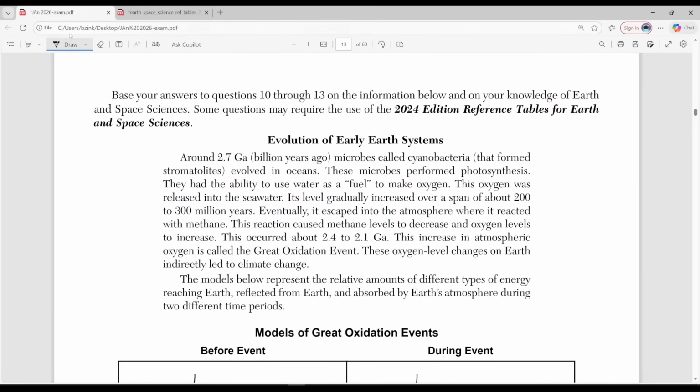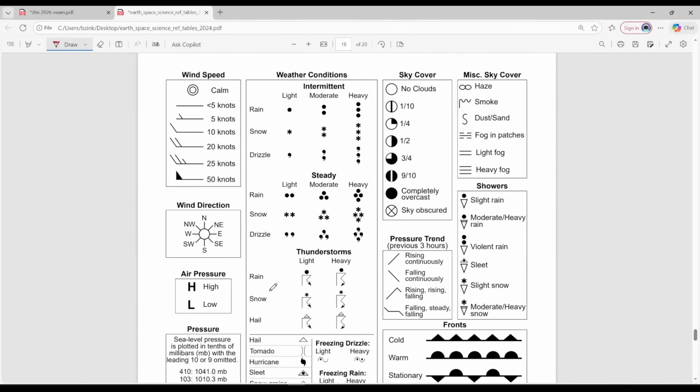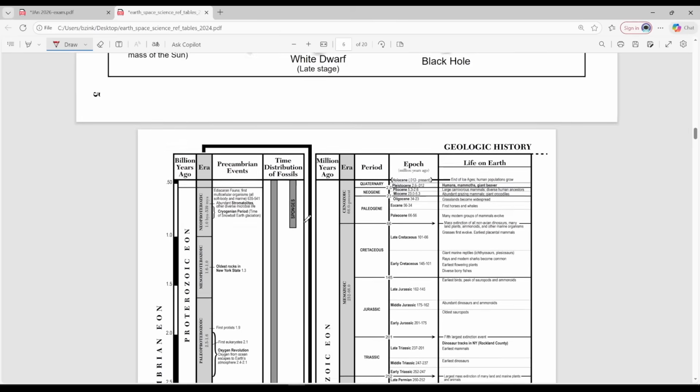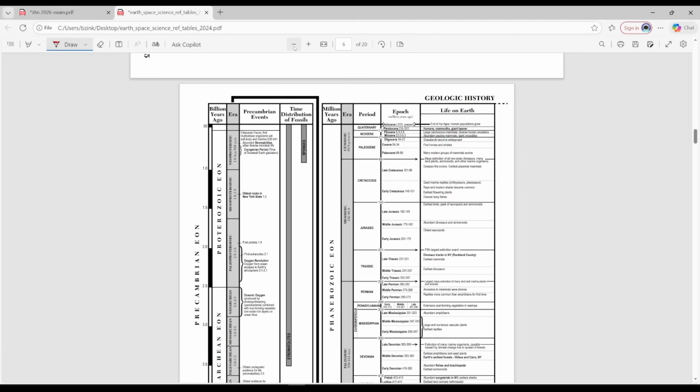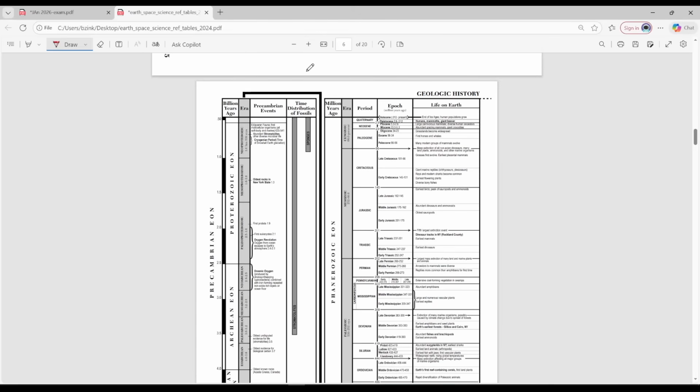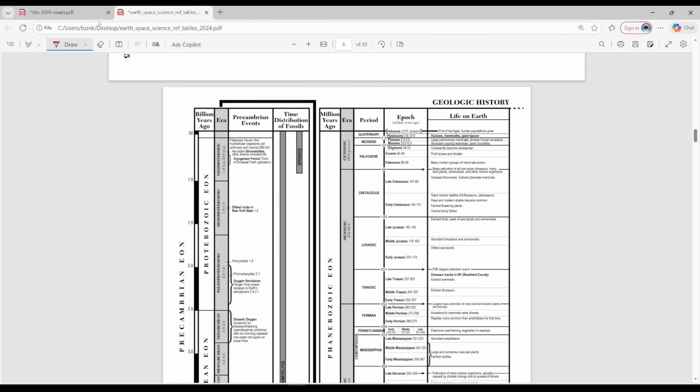All right. We made it. We made it to the next cluster. Okay, base your answers to 10 through 13. Evolution. Around 2.7. Okay, automatically, I'm going to my geologic history chart because it's starting to throw dates at us and stuff like that. So let's see what it has to say.